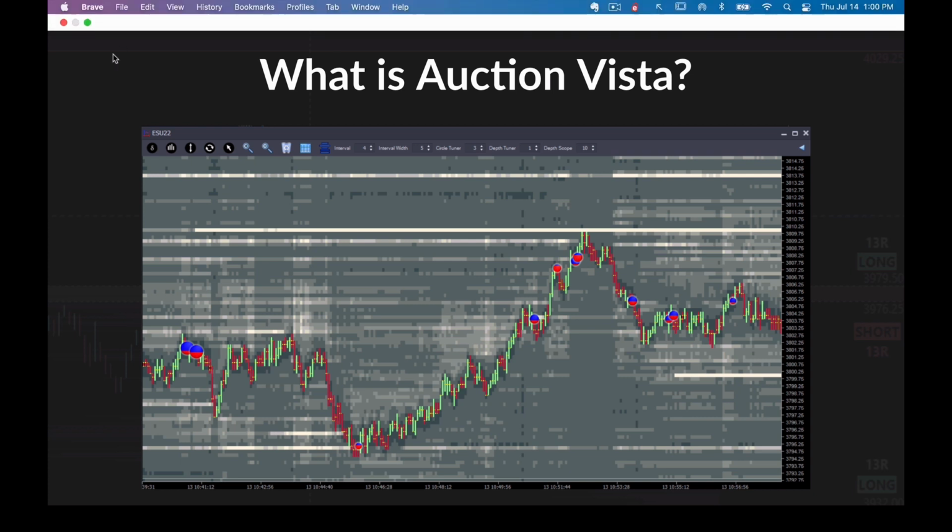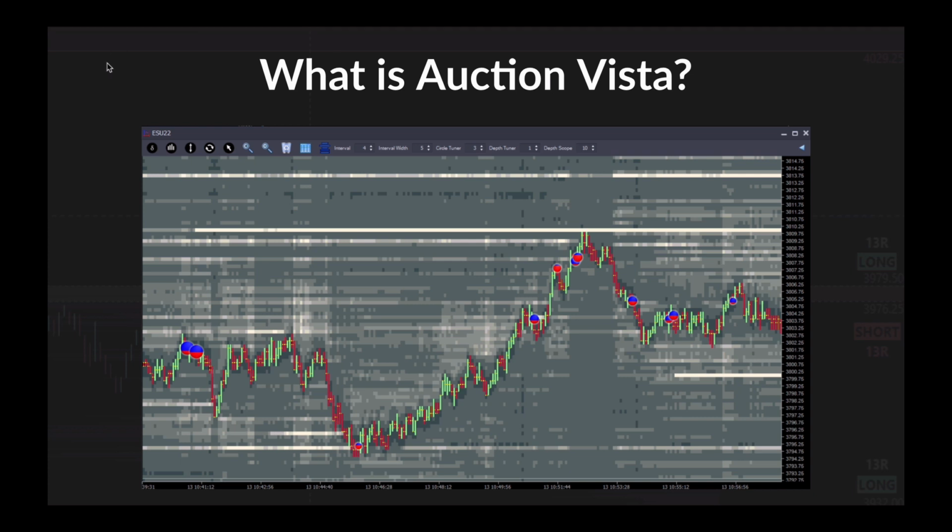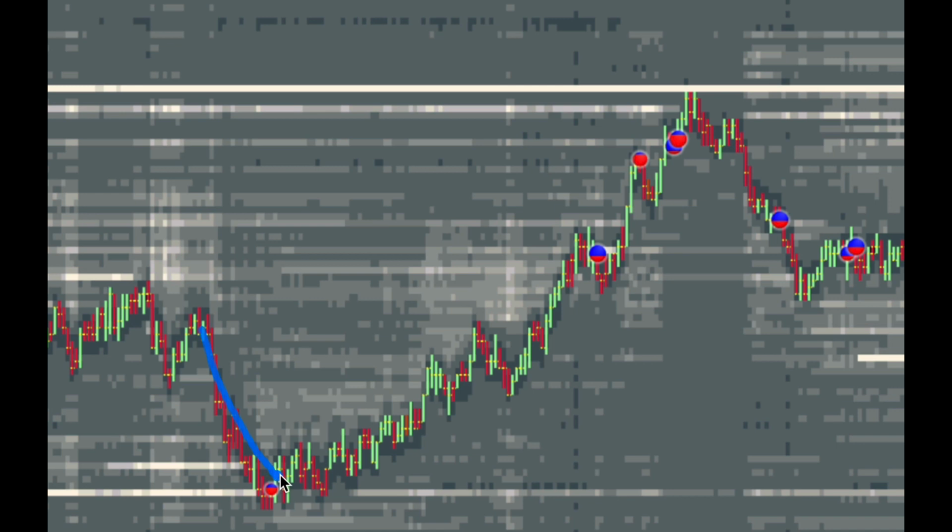Here's a really basic view of Auction Vista. And what you can see is you have a price chart, just a basic price chart, right? And you can see the prices here. You can see these circles. These circles are basically aggressive traders hitting into the bid or the ask, right? And so you can see where traders get really aggressive in a particular move.